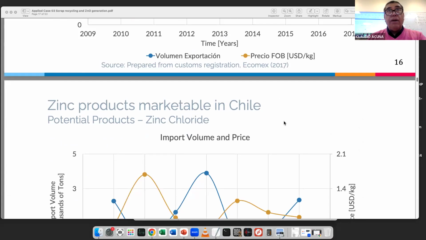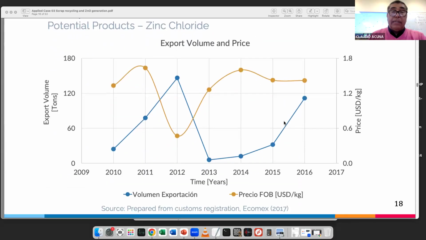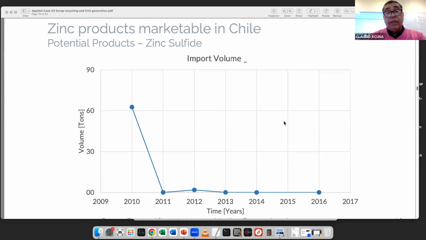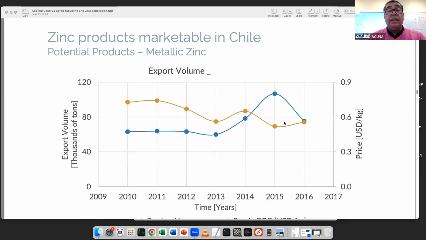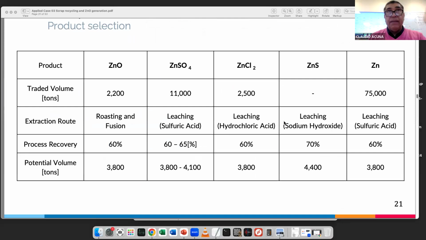Again, if you have 1 million tons of zinc and the market is 1,000, you have far too much. And this is good because you can have a very low price, you can compete. You can have as a strategy 100% of the market, for example. Okay, so zinc chloride and so on, all of them were done. You need to cover these numbers. No import. Metallic zinc, same thing.